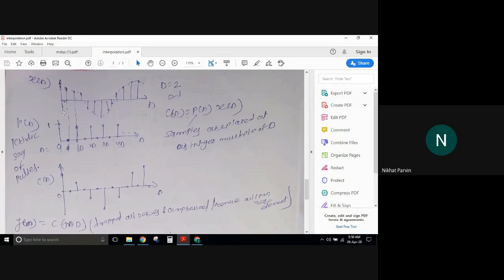Now c of n is nothing but x of n into p of n, using some constant values to get the pictorial as well as the mathematical representation. So c of n is p of n into x of n. Why am I doing all this? Because I want to drop the number of samples. To do that, use a periodic train of pulses which has the sequence at some intervals, and at the other intervals, which I don't want, I simply put a zero value.